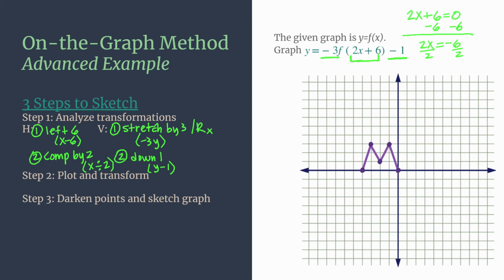As you practice this more, this method will get, I think, easier and easier. And you may even combine certain transformation steps and have less intermediate graphs. But it's completely up to you how you do it. Different colors is a great tip to keep all of your intermediate points straight.